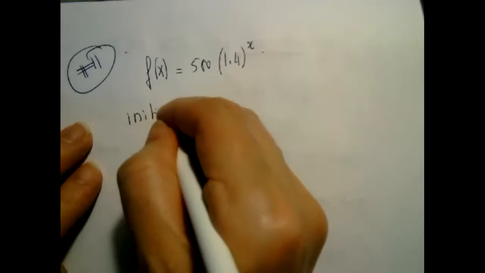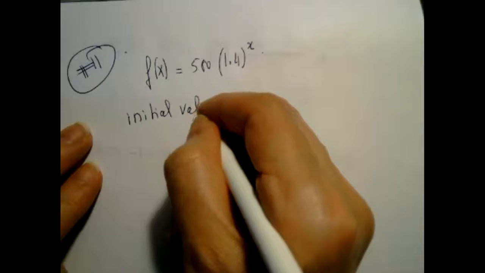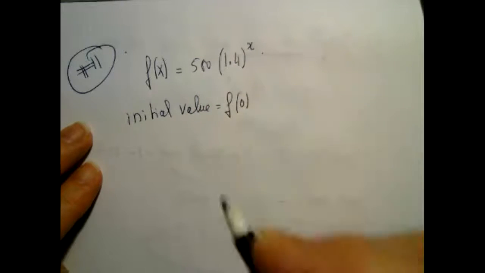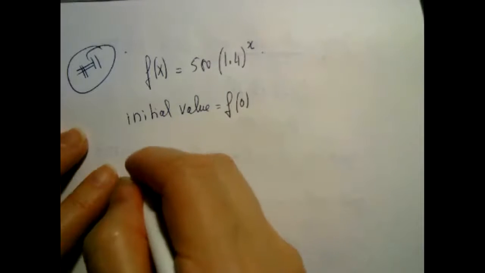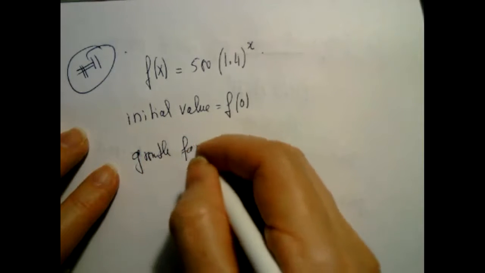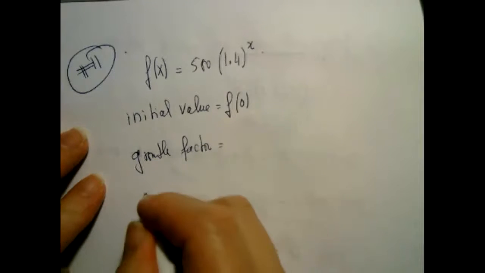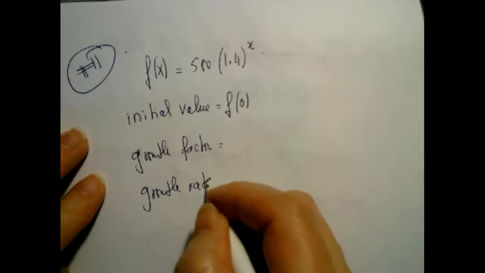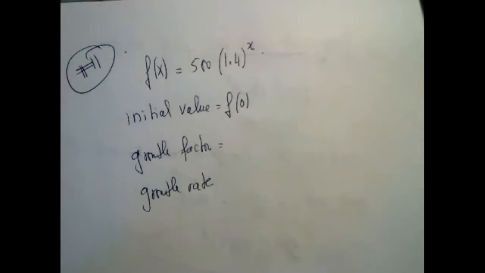The question is, initial value, which, when we say initial, it means x is 0. That's what initial is. Growth factor, and finally, the percent growth rate. It means by what percent it is growing per year. All right. Okay, initial value.